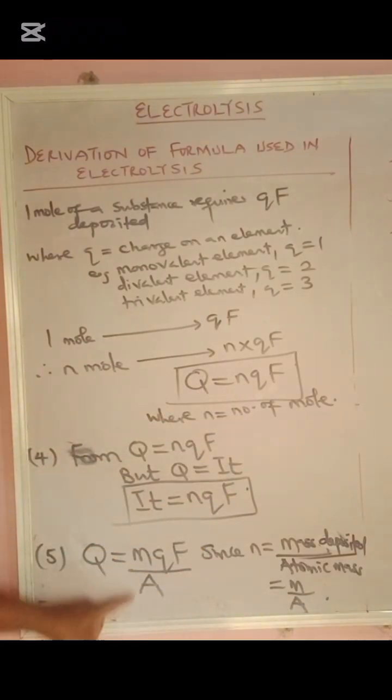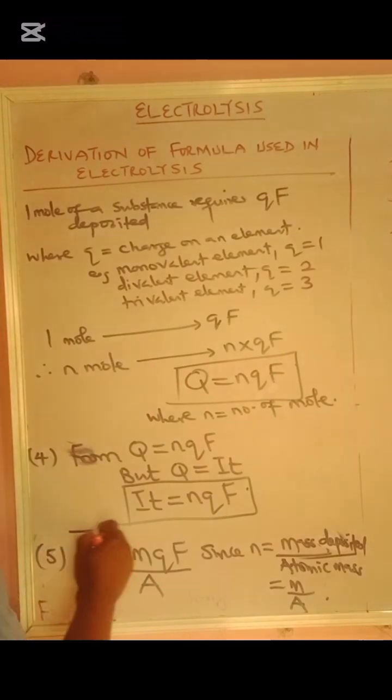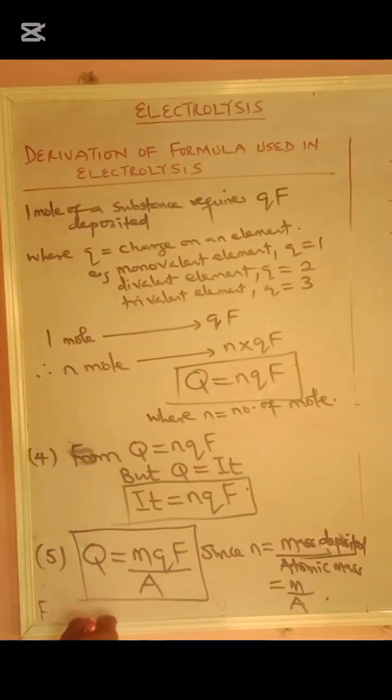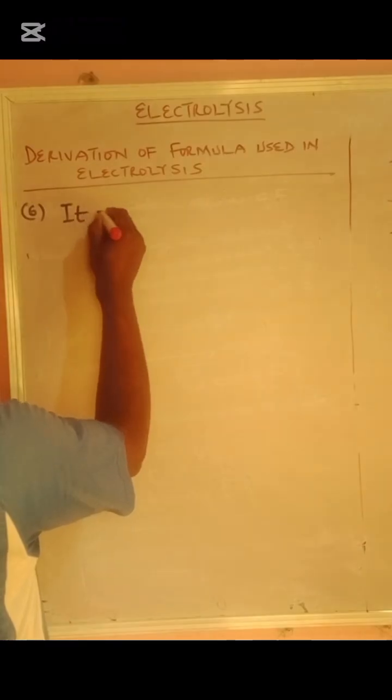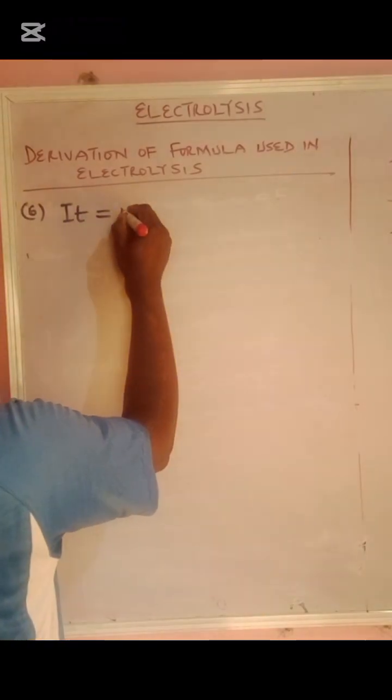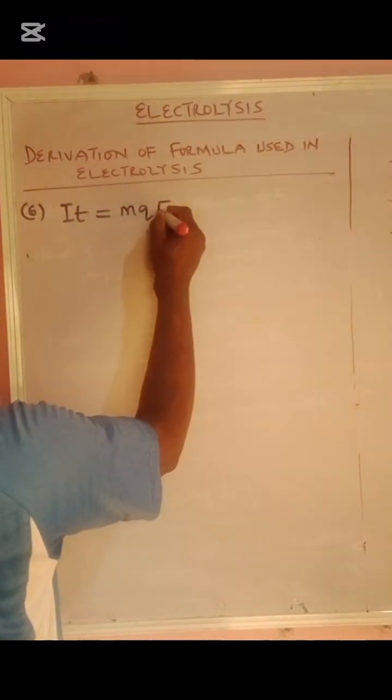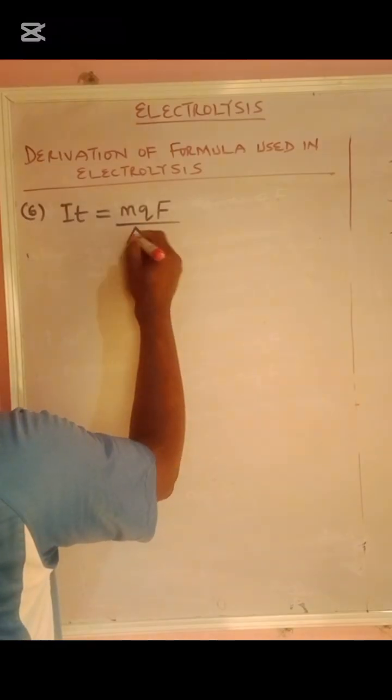Just put M all over A, in terms of mass. This is another fine formula, making 5. Then 6: we have It is equals to MQF all over A.